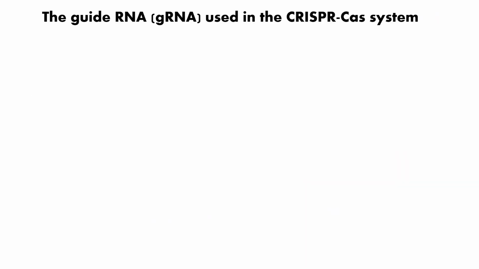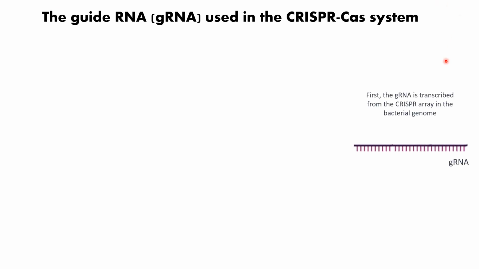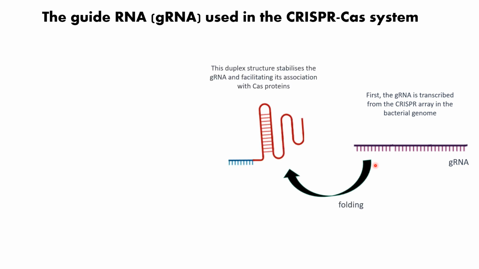Okay, let's dive deeper now into the structure of the guide RNA, as it's a very important part in the CRISPR-Cas9 system. So first of all, as we said before, the CRISPR array within the bacterial genome will be transcribed into a guide RNA. The guide RNA at first will be something linear like that. However, this linear structure is very unstable, so it induces guide RNA degradation. Therefore, the RNA will fold in on itself to form this duplex structure.